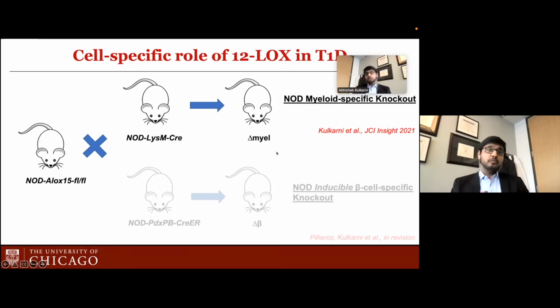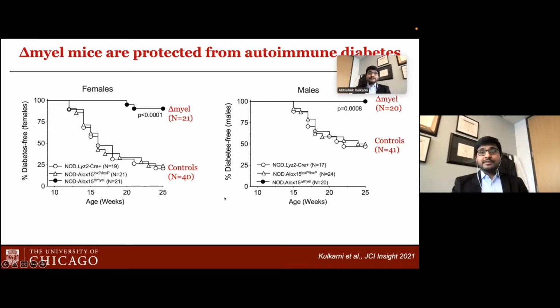And then the two major findings from these studies were, first, we observed that even these mice showed striking protection from diabetes development in either sex, males or females, as compared to their Cre-positive or floxed controls. Now, these findings are similar to what we see with a global knockout of 12-LOX, suggesting that the cell-specific role of 12-LOX in the myeloid cells also has a significant impact on T1D pathogenesis, at least in the NOD mice.